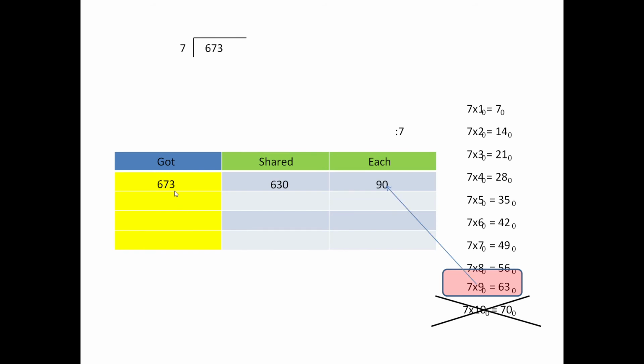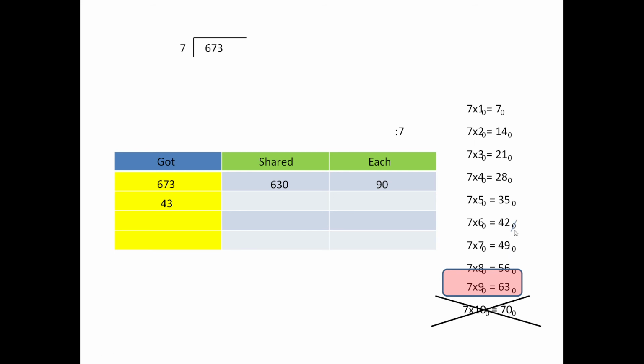As we have 673, we have shared with our friends 630, we only have now 43. We have to come back to our old multiplication table. And then we have to find out where is our number. We can't share 49 because it's over, but we can share 42.